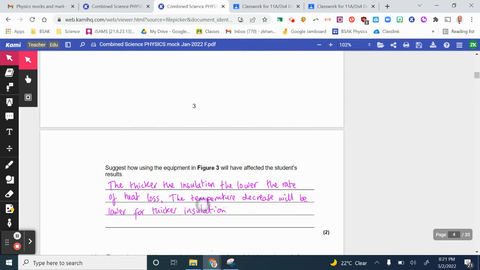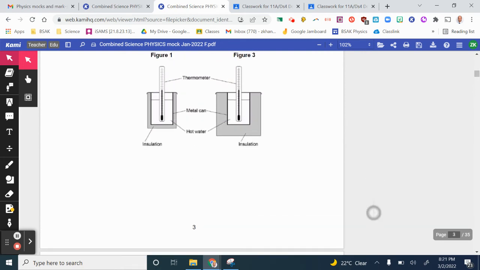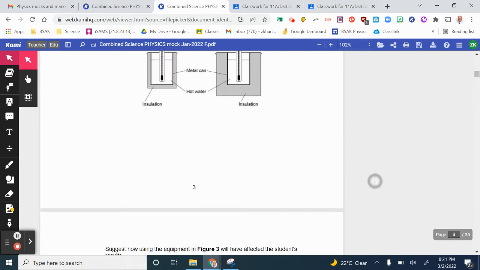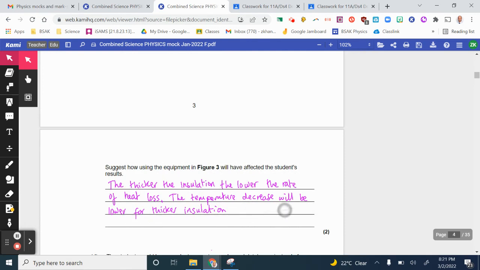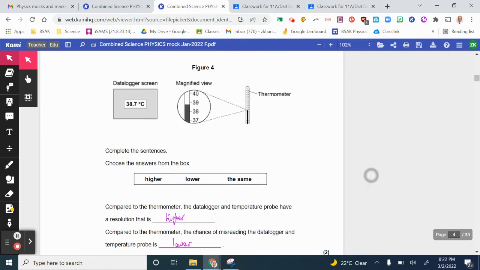So what we're expecting is that the temperature decrease will be lower for thicker insulation for the same given time. One mark is for saying it's thicker insulation, saying what we see, and the second mark is for explaining what we will most likely expect. So we're expecting the temperature decrease to be lower for the thicker insulation for the second mark.